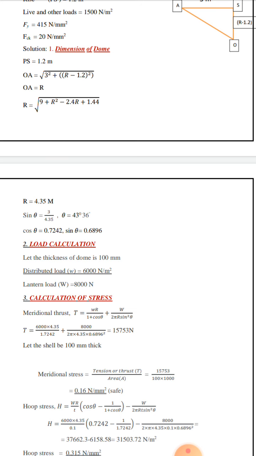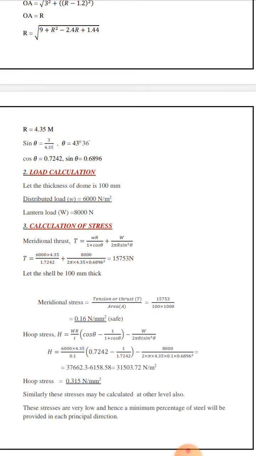In the load calculation, first you assume a 100 mm thickness for the dome. The distributed load and lantern load are given. The distributed load is small w and the lantern load, with notation capital W, is a concentrated load. The next step is calculation of stress, same as the conical dome. First you calculate meridional thrust. The formula is wR by 1 plus cos theta plus W by 2 pi R sin square theta. The second term is the meridional thrust due to lantern load and the first term is due to distributed load. If the lantern load is absent, the second term will be 0.